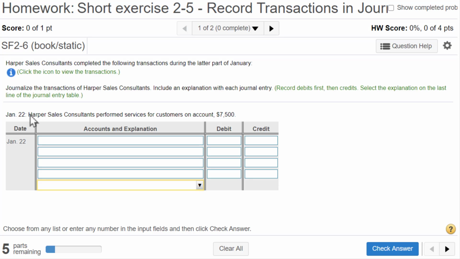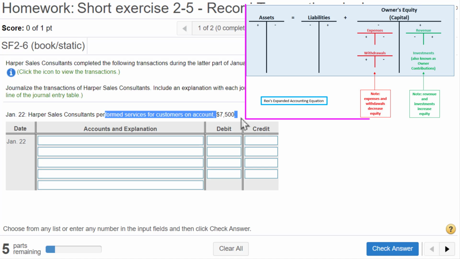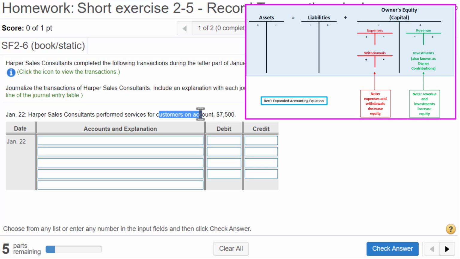So here's the transaction. Notice they've already put the date in for us. Harper Sales Consultants, that's the company we work for, performs services for customers on account. So we performed a service, so that means we need to record revenue. And whenever we sell something, we're either going to get cash or we're going to record accounts receivable. Now notice it says for customers on account. So this means our customers are promising to pay us later. Therefore, we're not getting cash now, so we're getting accounts receivable.